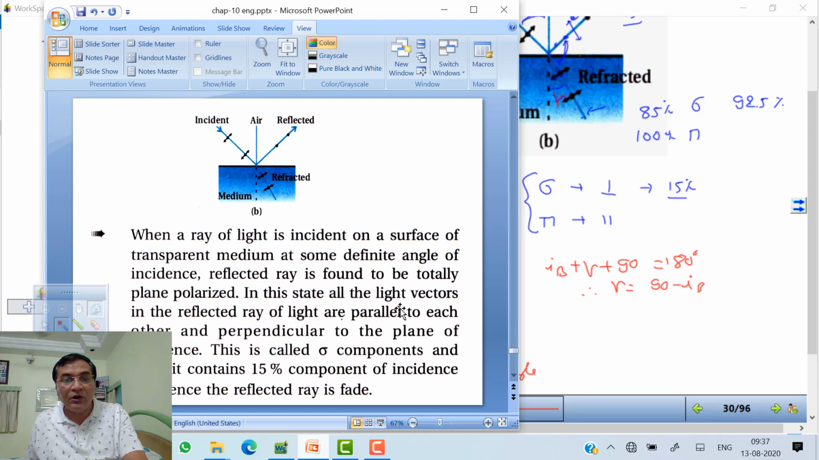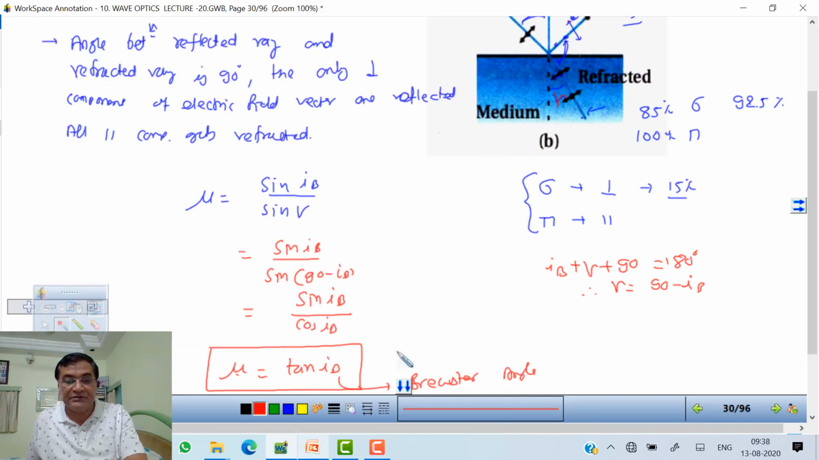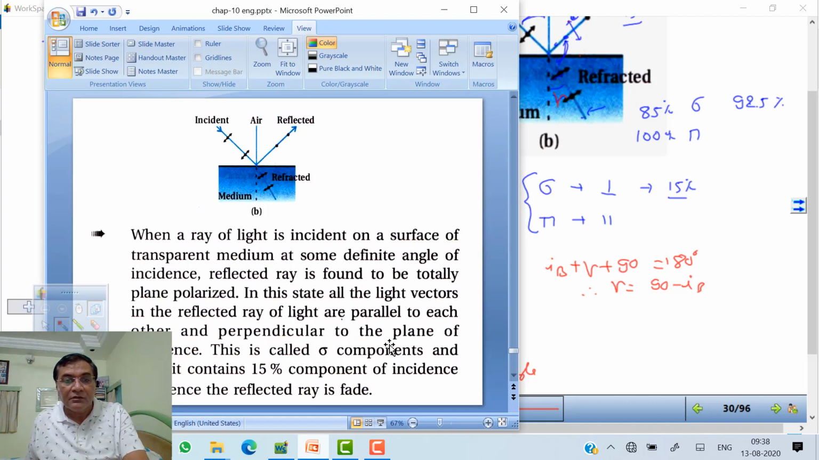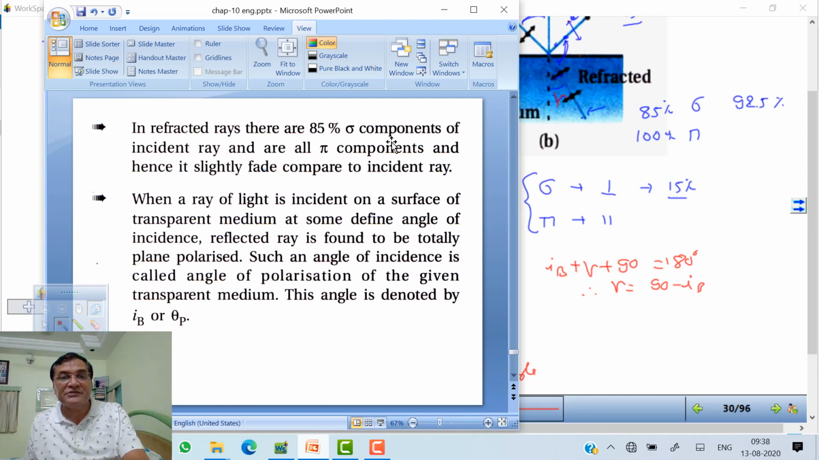In this state, all the light vectors in the reflected ray of light are parallel to each other and perpendicular to the plane. All the others will disappear. Is that right? This is called sigma component since it contains 15% component of incident. This line is not in your text, not in the NCERT book, but still we have included it here. And 85% sigma component will refract. All pi components will also refract.